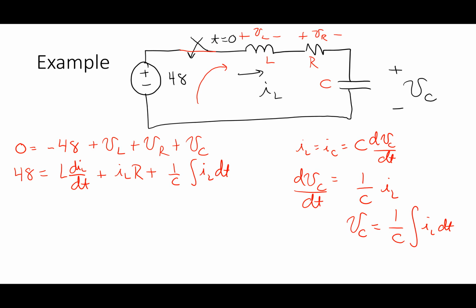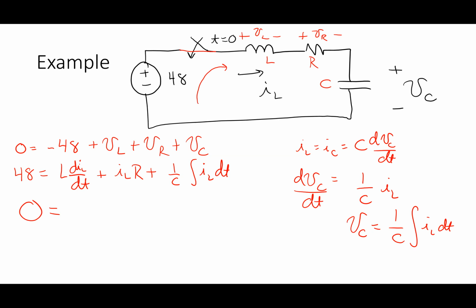What can I do to it? I take the derivative of both sides, right? What if I take the derivative of the left side? What's the derivative d by dt of 48 volts? 0. Okay. The derivative of the other side with respect to t.